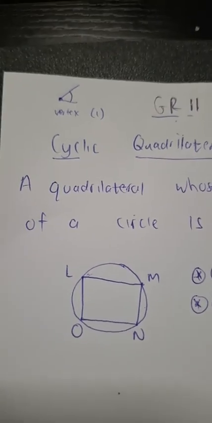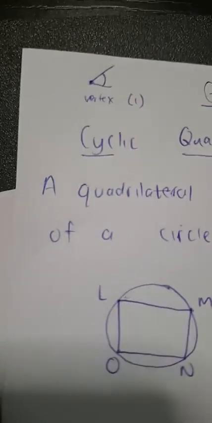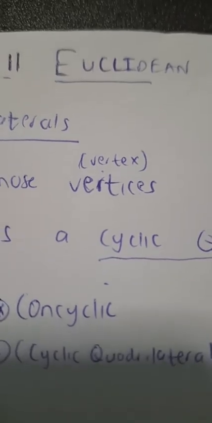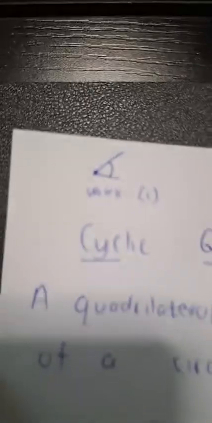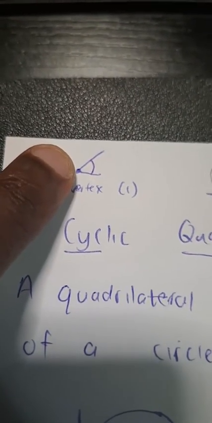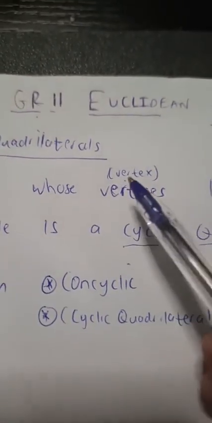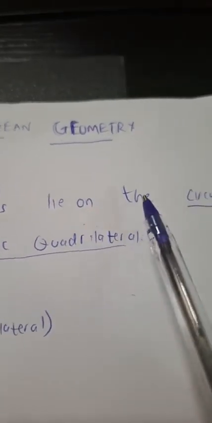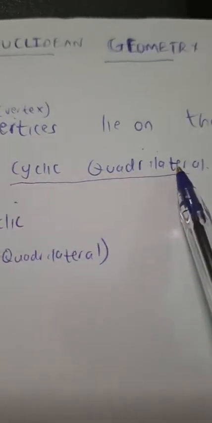I just want to repeat once again, even for those that are joining, we just defined what a quadrilateral is, and what a cyclic quadrilateral is. It's a quadrilateral whose vertices, and we explained what vertices are. Vertices is plural for vertex. What is a vertex? A vertex is simply where two line segments join. We refer to that point where you can see there as a vertex. One vertex, and when there are many of them, we say they are vertices. So a cyclic quadrilateral is simply a quadrilateral whose vertices lie on the circumference of a circle.